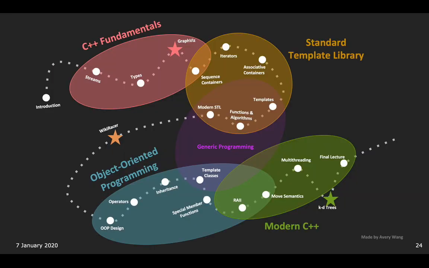Okay, here's a fun little graphic of what we're going to go through. We have 4 major units. We're going to first talk about C++ fundamentals. Then we're going to explore the standard template library, which gives you a good overview of what the collections are, what the iterators are. Then we'll talk about object-oriented programming. And then finally, we're going to explore some really modern C++ concepts.